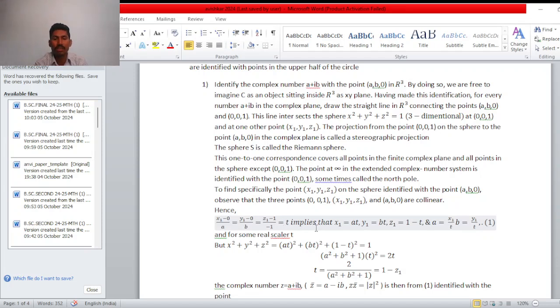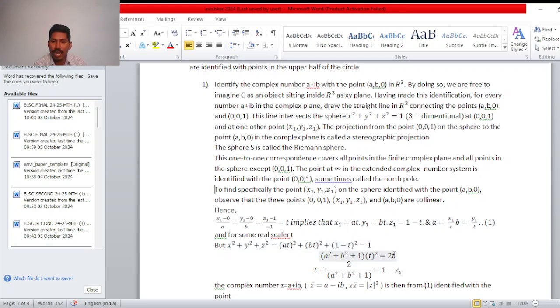Equal to t implies that x1 is equal to at, y1 is equal to bt, z1 is equal to 1 minus t, and a is equal to x1 by t and b is equal to y1 by t. As you know, x1, y1, z1 are a point on the sphere, so it satisfies the equation of the sphere, that is x1 square plus y1 square plus z1 square is equal to 0. So x1 is your at, y1 is your bt, and z1 is equal to 1 minus t square.